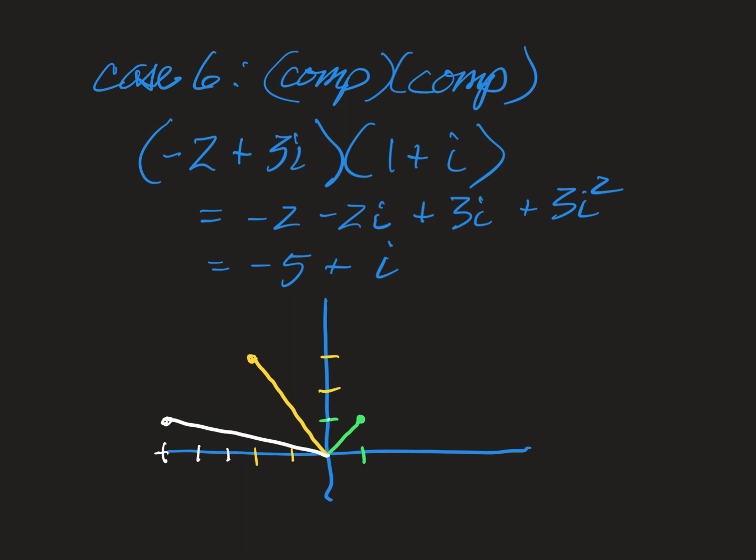Or, excuse me, that's not correct. Let me undo that. I apologize. It turns out that this angle, let's call it alpha, and this angle to the second number we'll call beta. It turns out that if you measure the angle all the way around to the product result, that angle ends up being alpha plus beta.